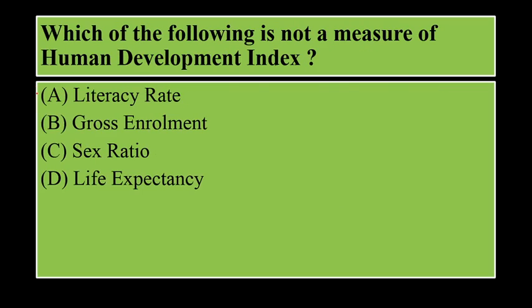Which of the following is not a measure of human development index? Literacy rate, gross enrollment ratio, life expectancy, or option C, the sex ratio. So here we have the sex ratio as the correct option, which is not the indicator. It is not a measure of human development index.